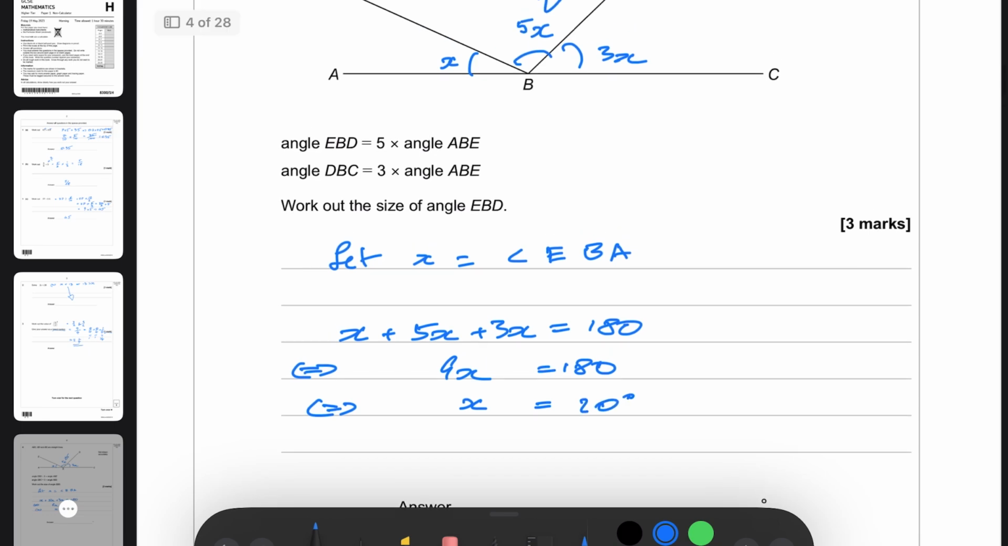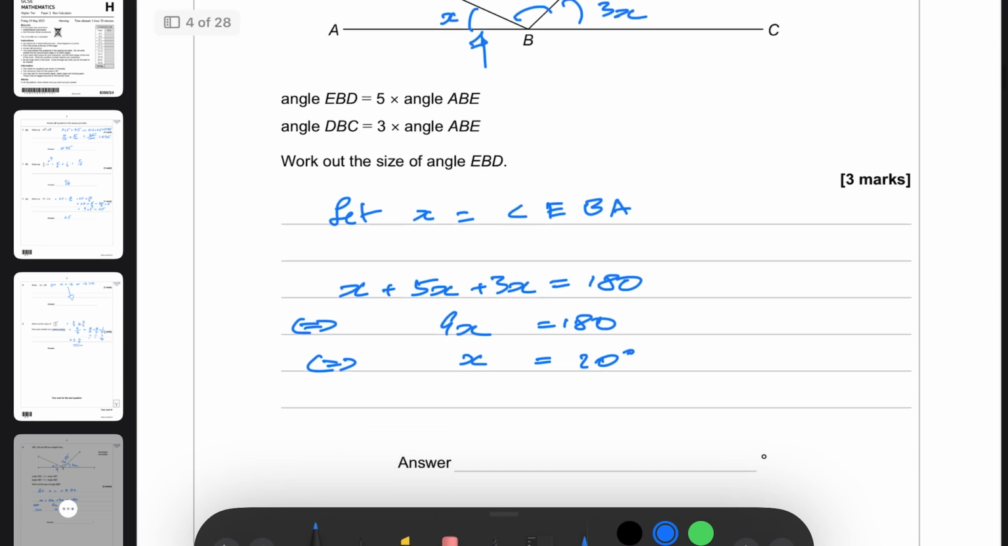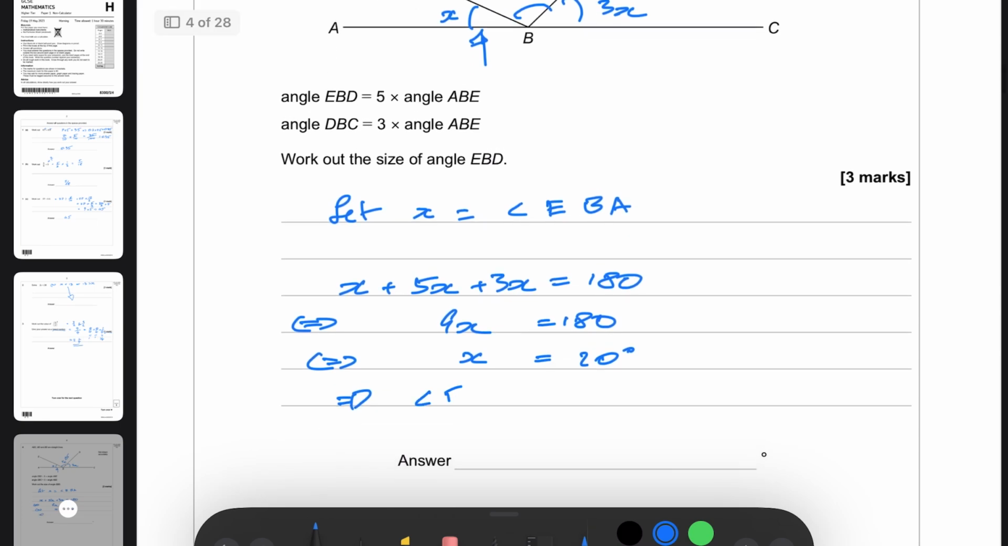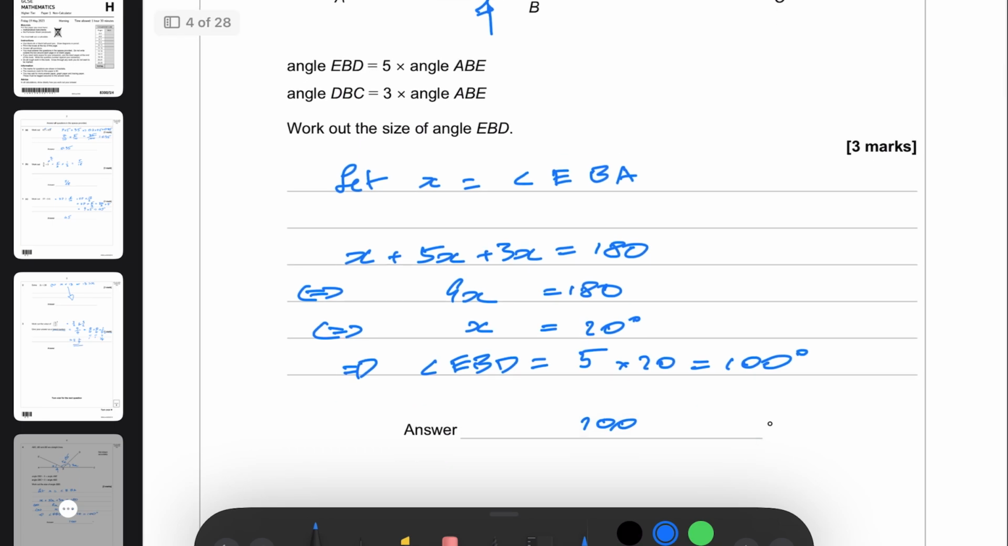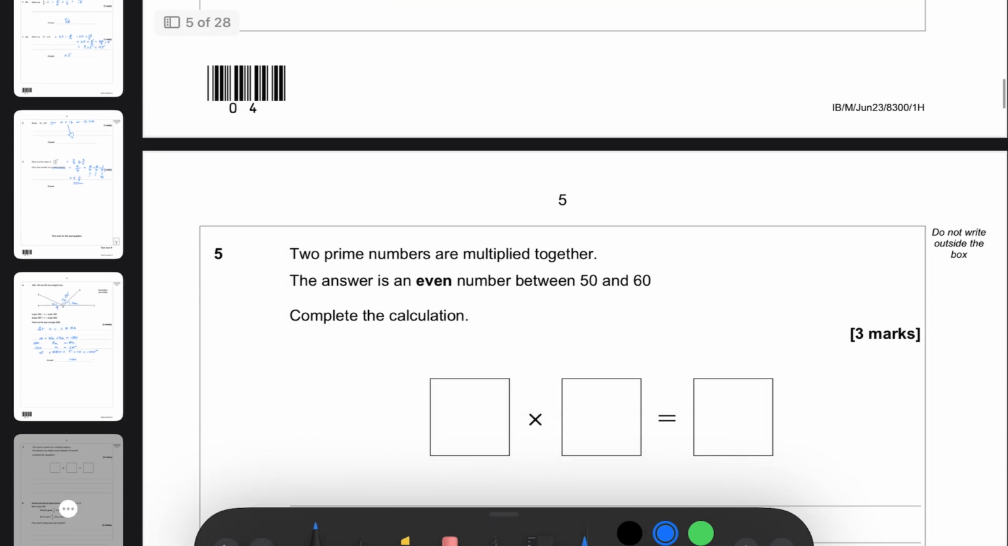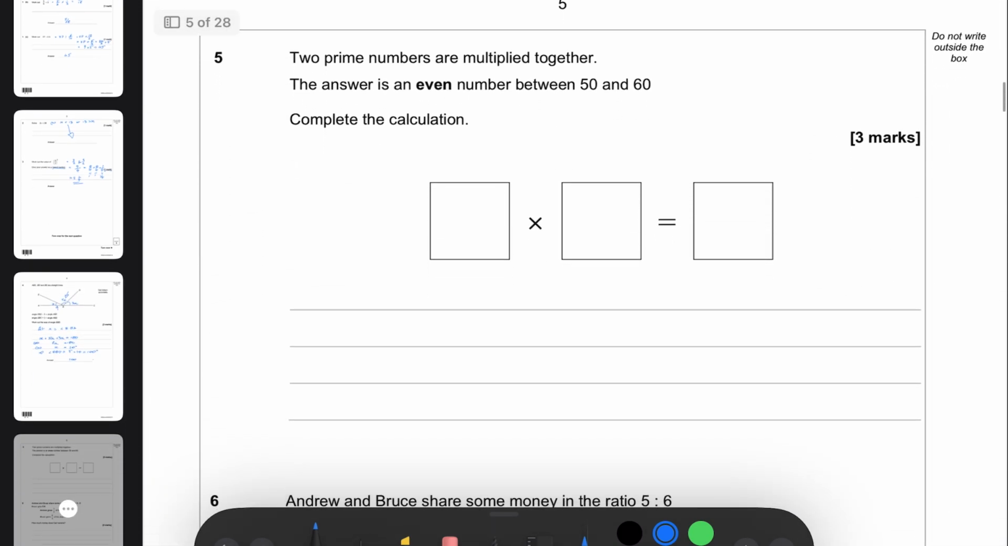So you know that this is 20 degrees, which implies that angle EBD equals 5 times 20, 100 degrees, right? And awesome, so this is pretty simple. Once again, if you have any questions, just feel free to ask, but I feel like this is pretty simple right now.